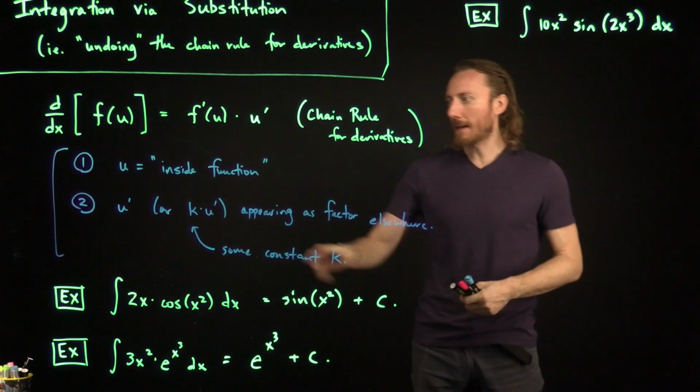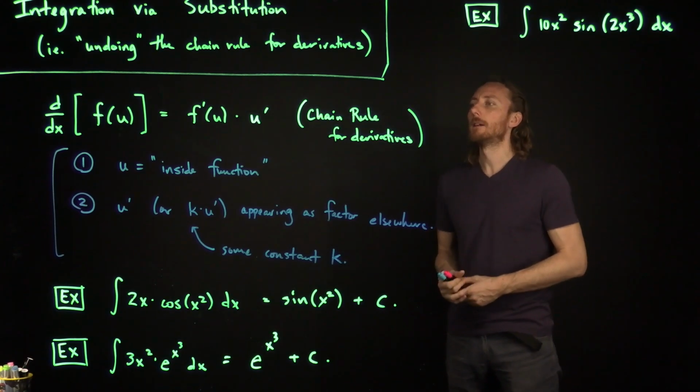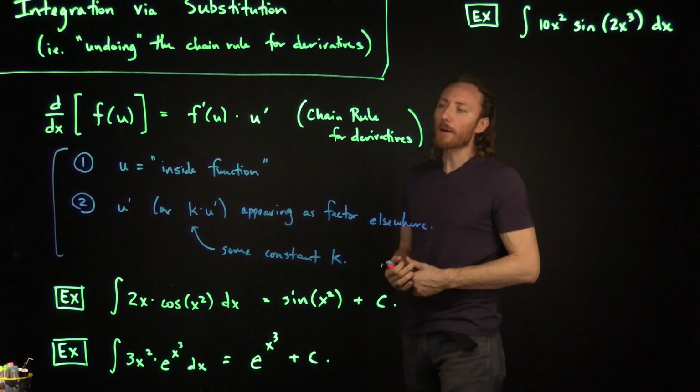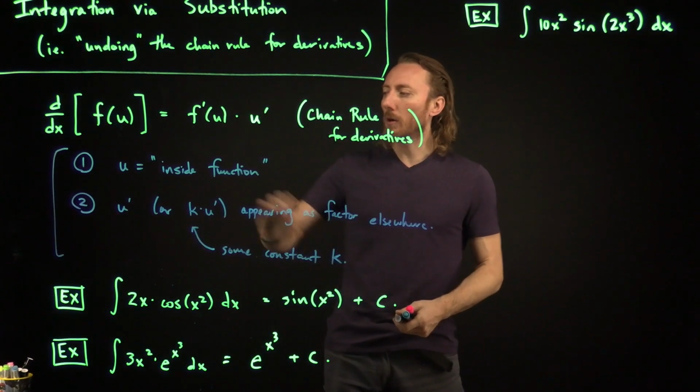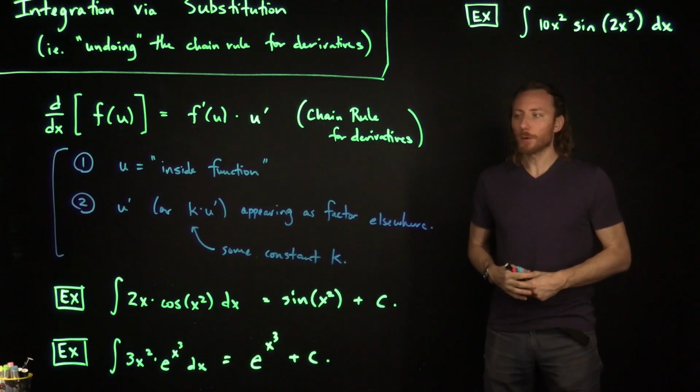Well, as I say here, that factor elsewhere doesn't necessarily have to be just u prime. It could be any constant multiple of u prime. And that works out because ultimately constant multiples factor out of integrals, as we've seen from our properties previously.